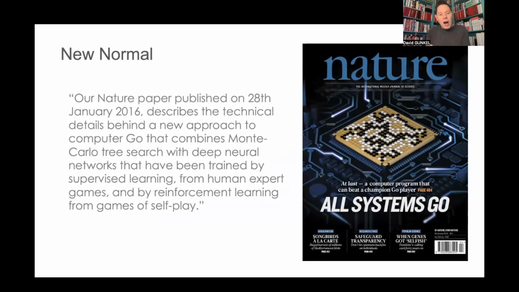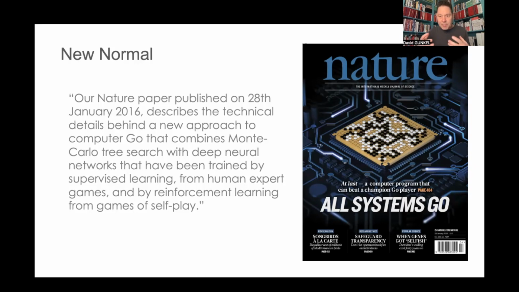And they say this: our Nature paper published on 28 January 2016 describes the technical details behind a new approach to computer Go that combines Monte Carlo tree search with deep neural networks that have been trained by supervised learning from human expert games and by reinforcement learning from games of self-play. Now, that's a lot of technical information. If you don't know the technology behind deep learning, this may seem a little inaccessible to you.